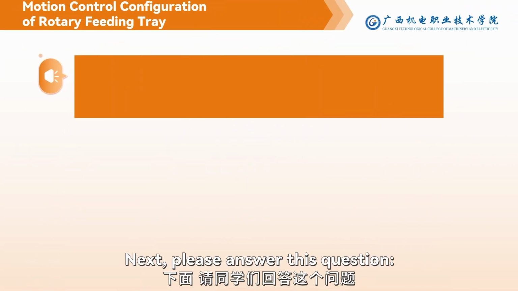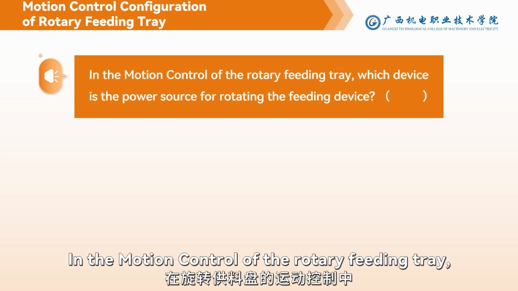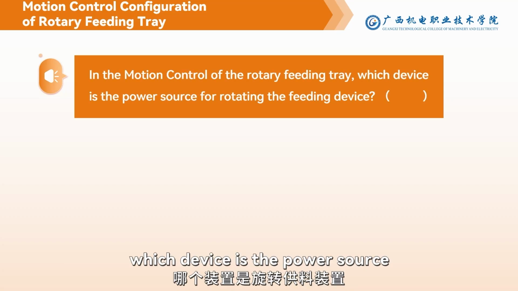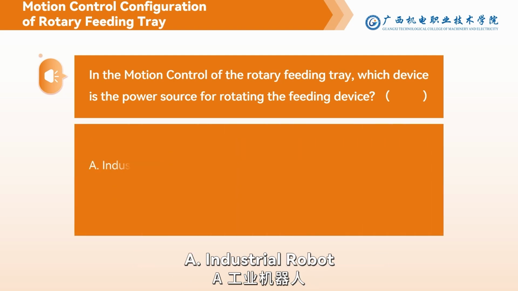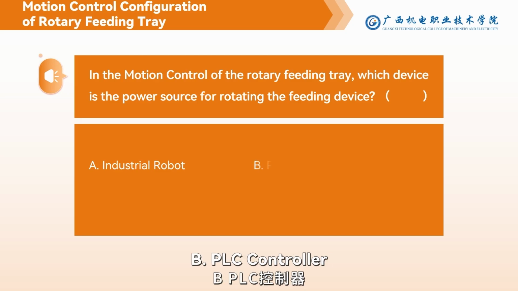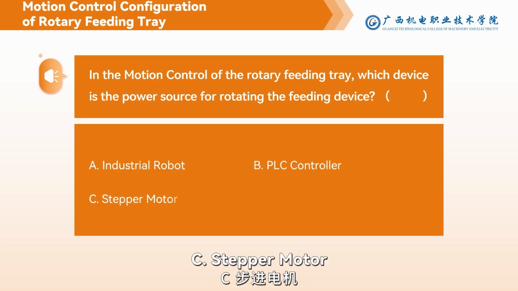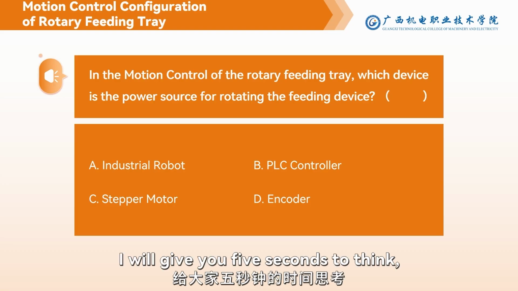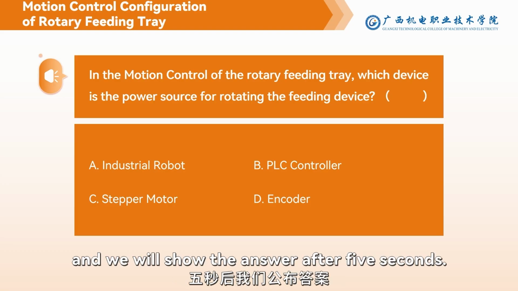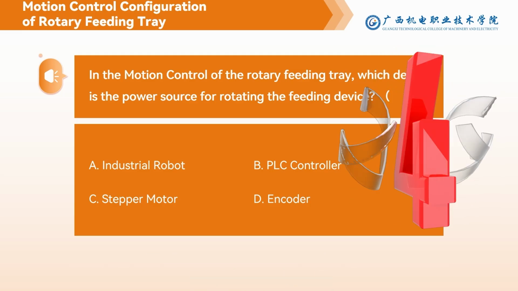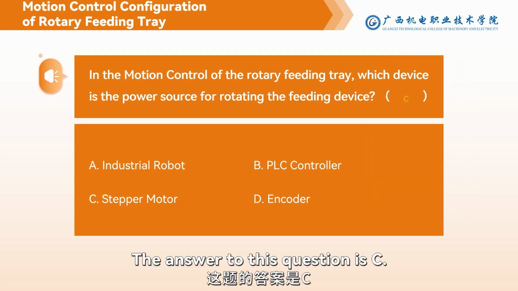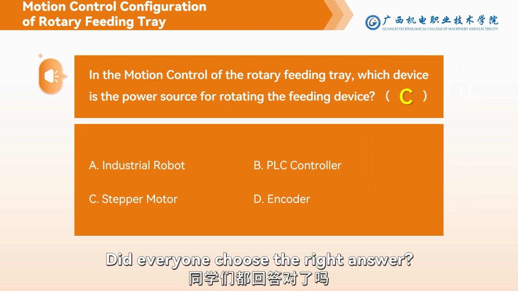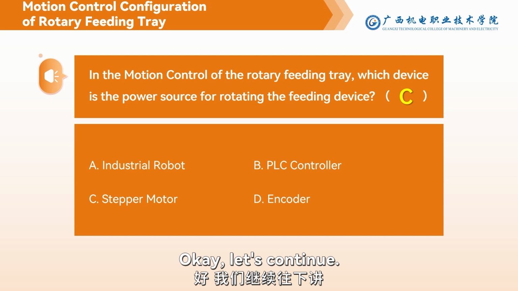Next, please answer this question. In the motion control of the rotary feeding tree, which device is the power source for rotating the feeding device? A. Industrial robot. B. PLC controller. C. Stepper motor. D. Encoder. I will give you 5 seconds to think and will show the answer after 5 seconds. The answer to this question is C. Did everyone choose the right answer? Okay, let's continue.